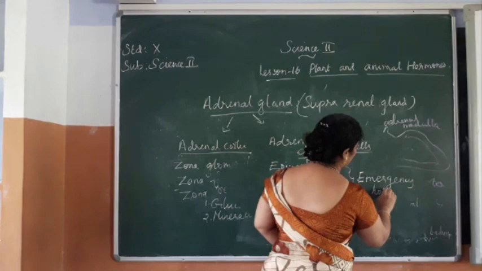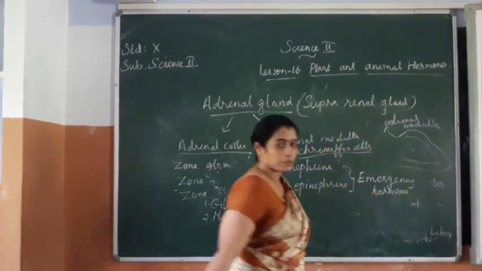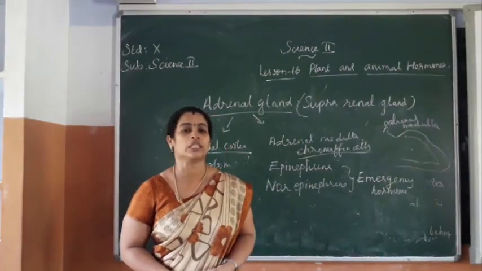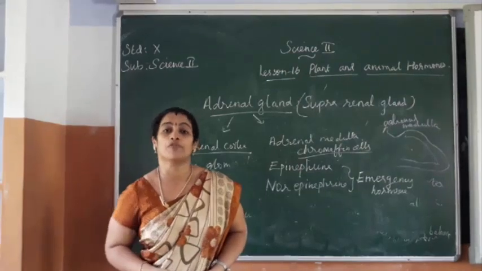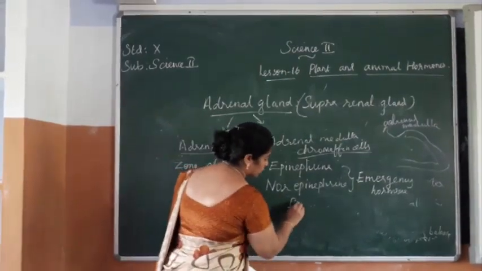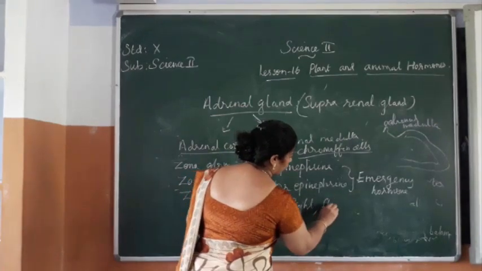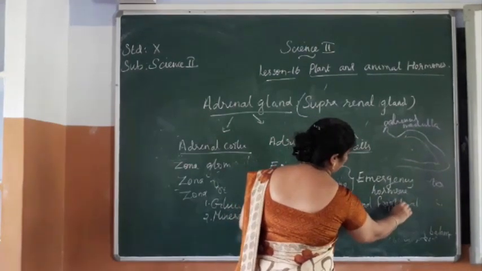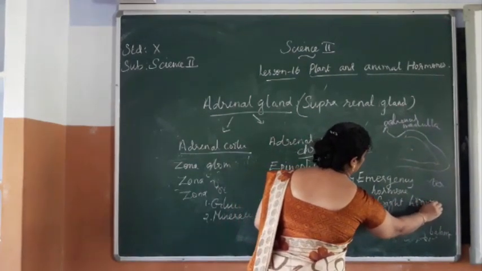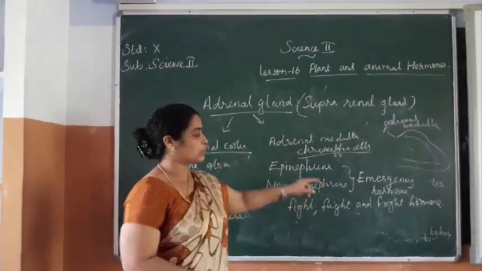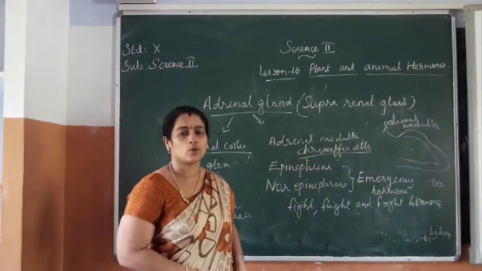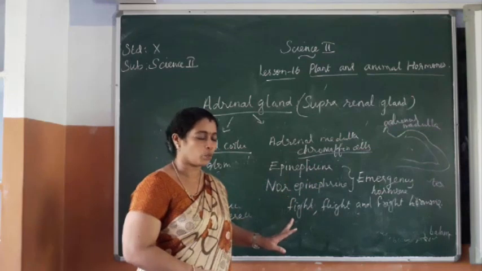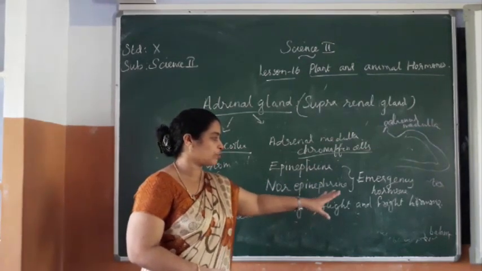Epinephrine and norepinephrine are also known as emergency hormones, because they are produced during a stress condition. They are also known as fight, fright or flight hormones. So the other names of these two hormones are, first, emergency hormone, because it is produced when you are under stress, and next, fight, fright or flight hormone.